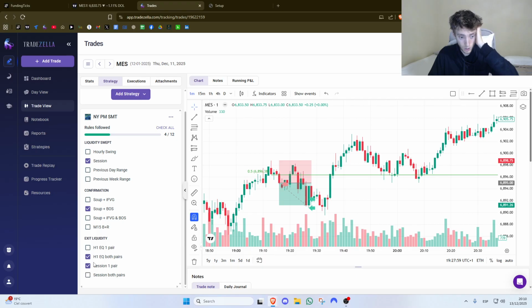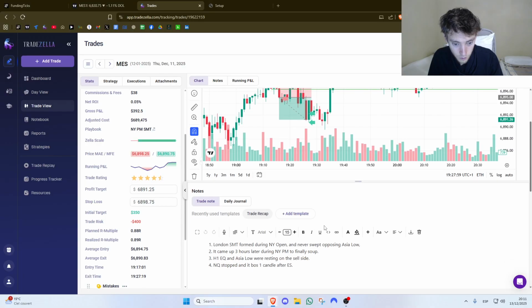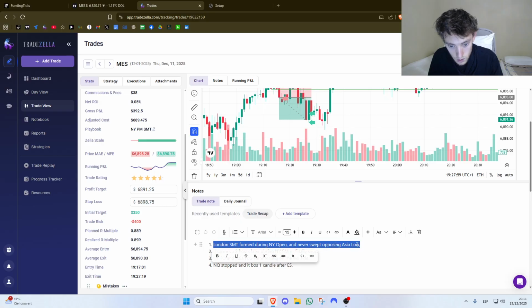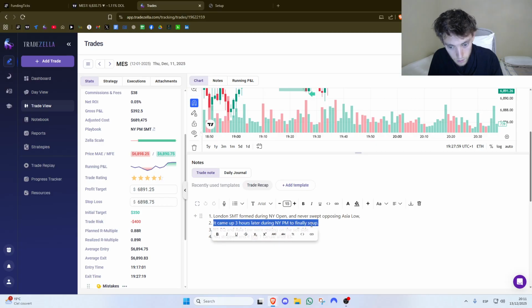So this was like a pretty perfect trade. I probably made it a 5-star. So I mean, it doesn't really get better than this. The only thing that would make it better would be if we were to sweep a previous day range or a previous week range. But you don't need that for it. I only made it a 4.5. Why is that? London SMT formed during New York Open, never swept opposing Asia low. Yeah, it came up 3 hours later during New York PM to finally soup.